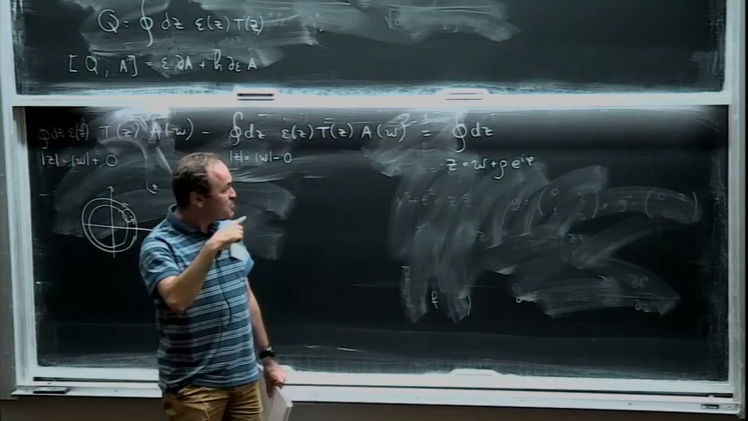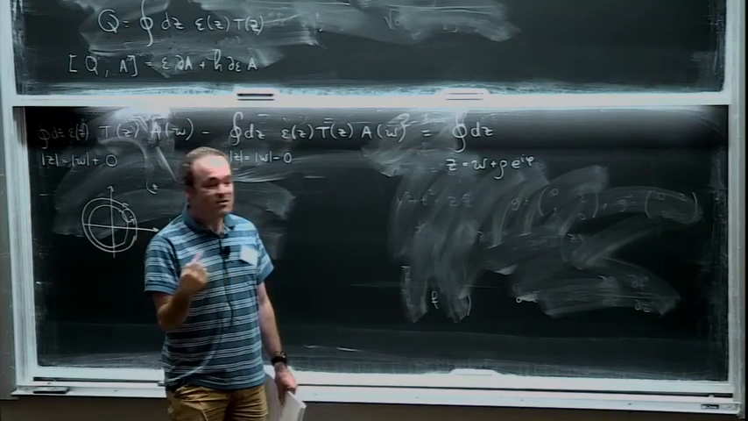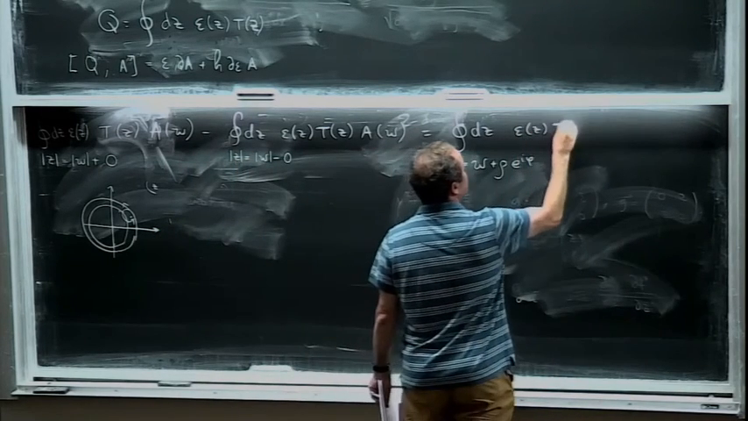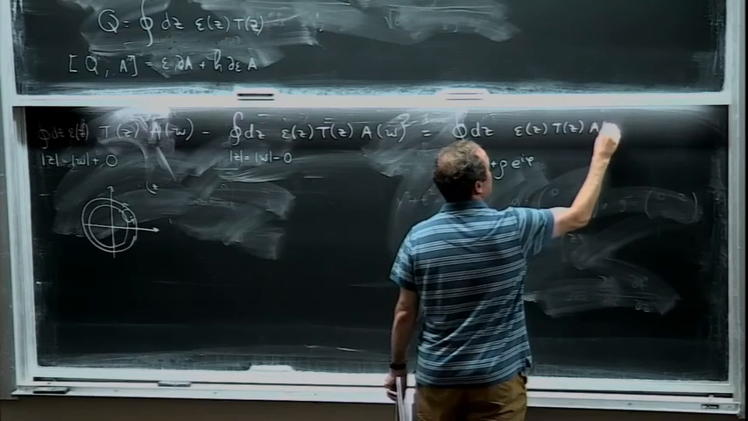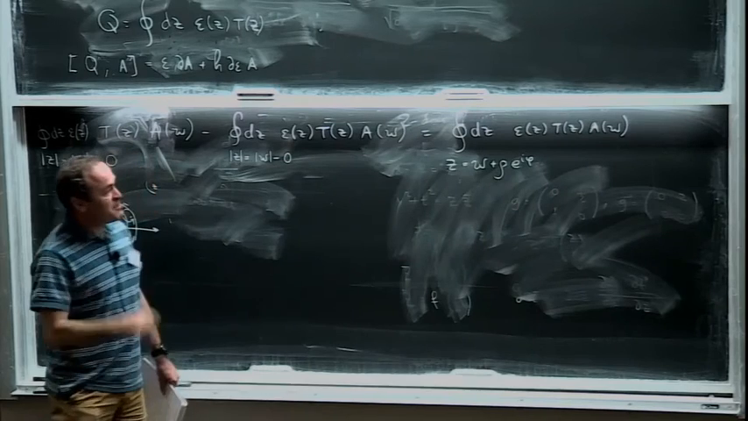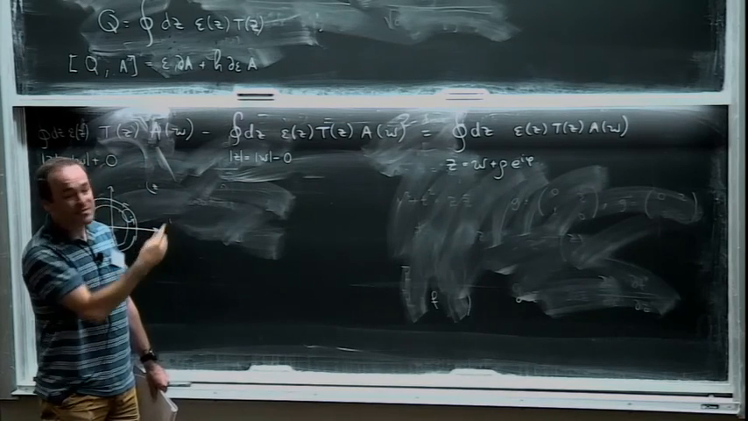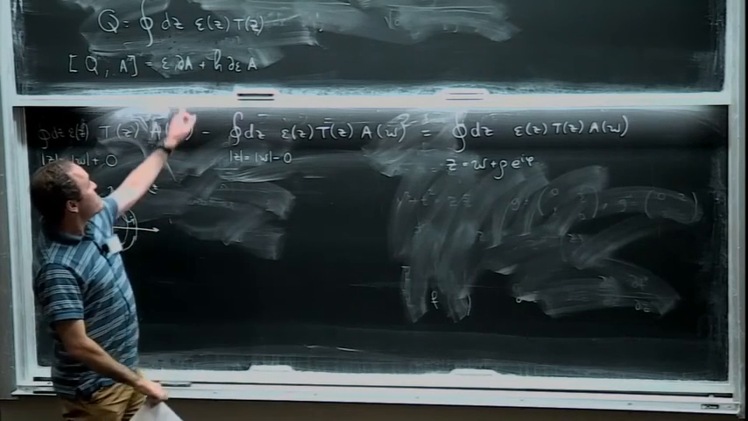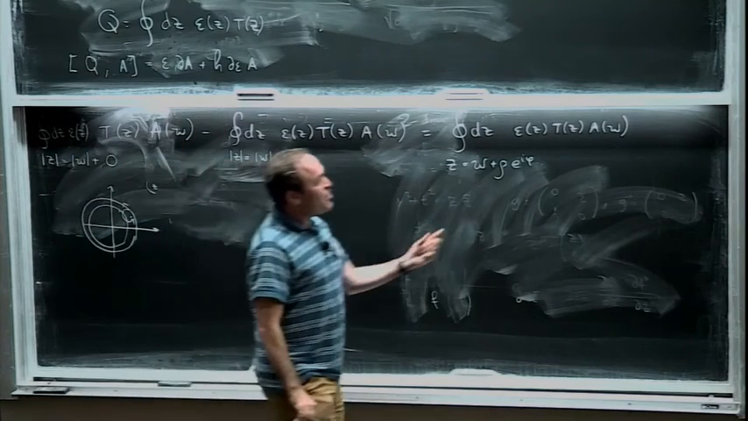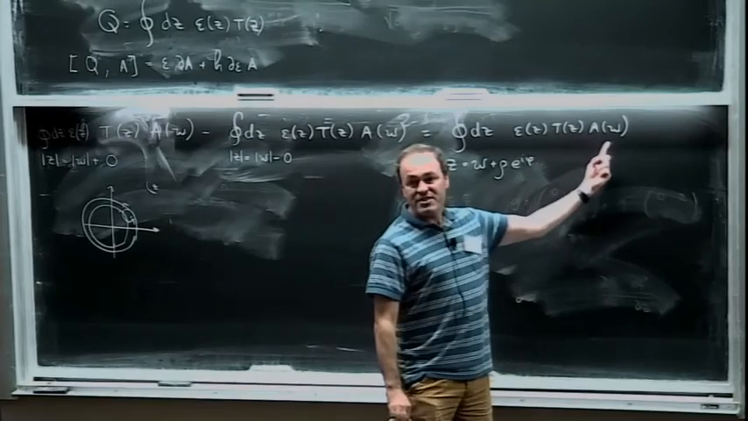So you take your z over a small circle which surrounds w of epsilon of z, T of z, A of w. So that's what it means to compute the commutator. It means to integrate that thing around w. But on the other hand, we know the result which should come out from this integration. And that means we actually know how this thing behaves when z approaches w.